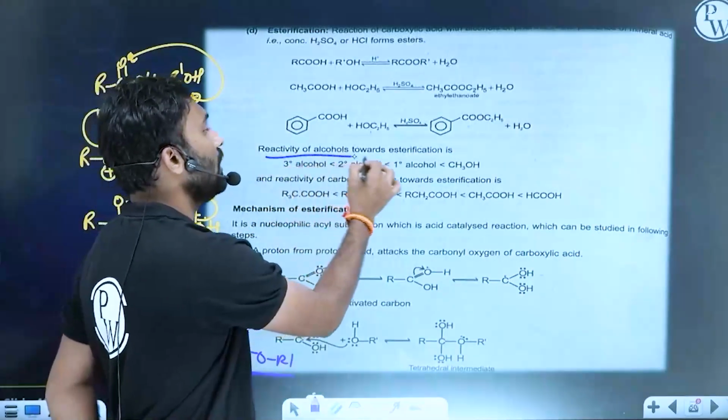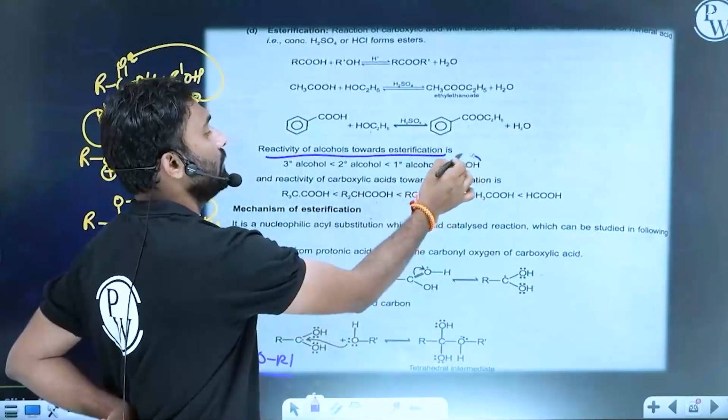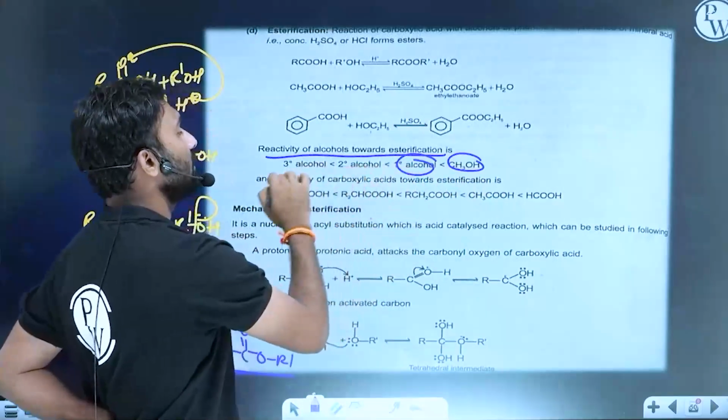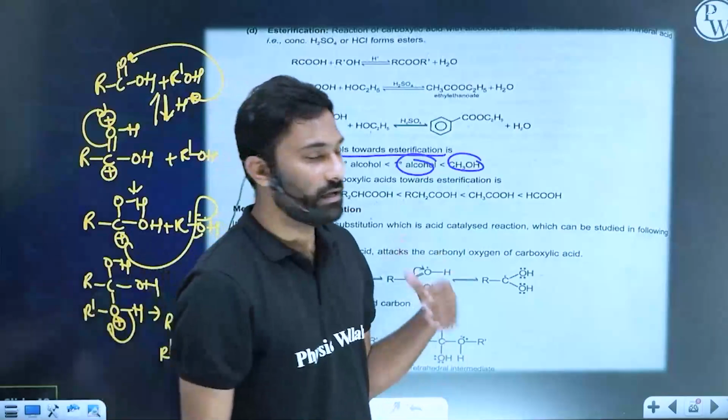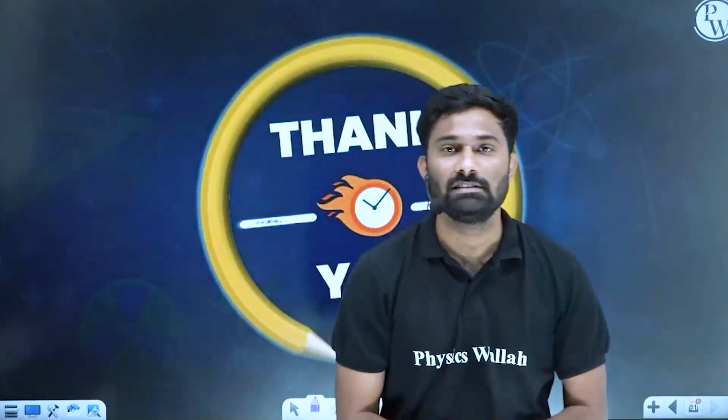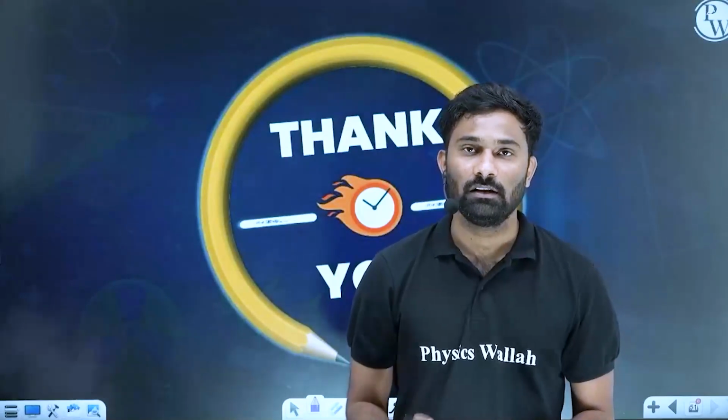The reactivity of alcohols toward esterification is in the order: methanol, primary alcohol, secondary alcohol, and tertiary alcohol. Clear? This is the mechanism. With this we have ended our summary lecture. Bye.